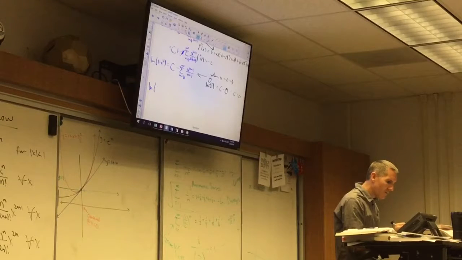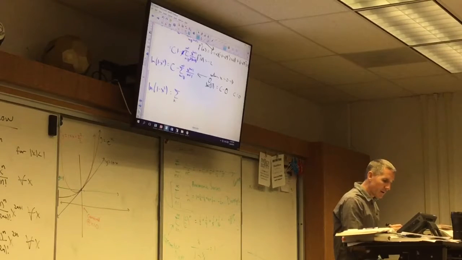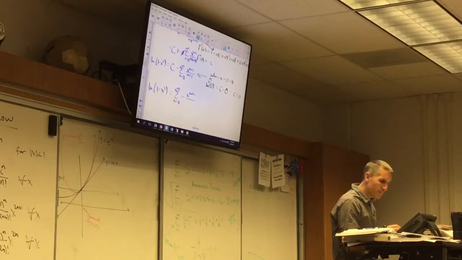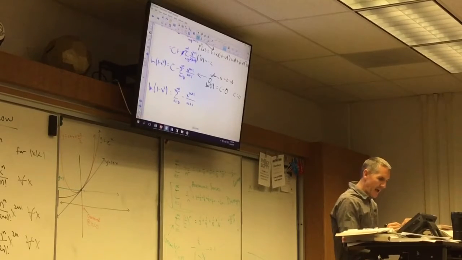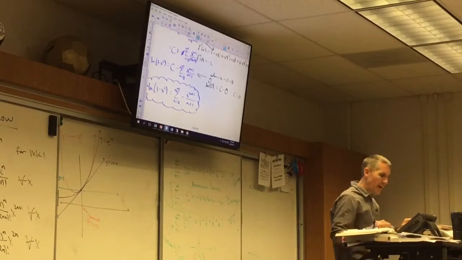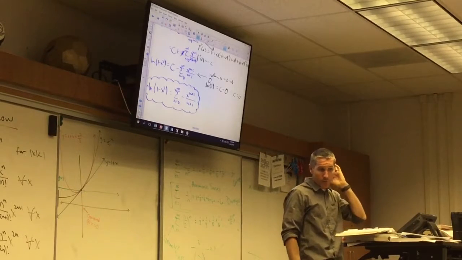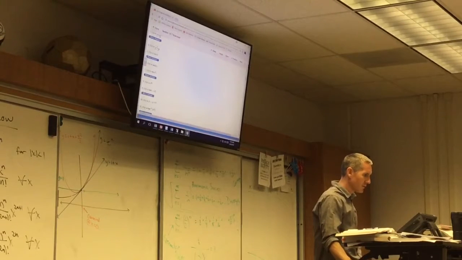So ln of 1 minus x squared is equal to, and now you could bring that negative inside if you wanted to, the summation from n equals 0 to infinity of negative x to the 2n plus 2 over n plus 1. I don't know if that's what they had. I haven't found the interval of convergence yet either. Let's see if that's what they did.